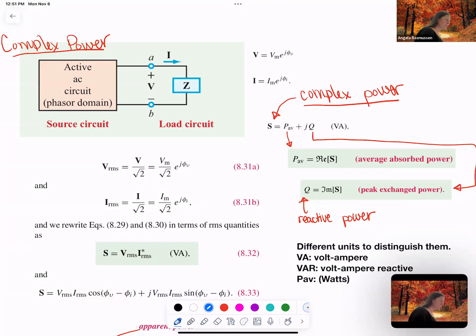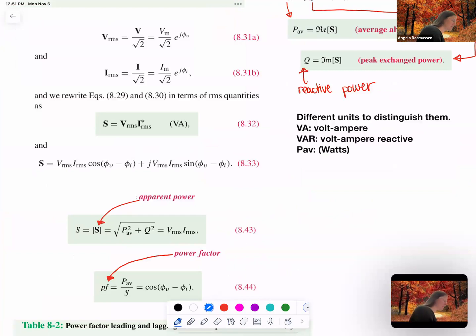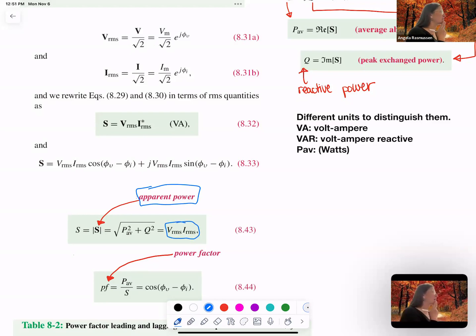So complex power, we have again some more terms. Apparent power is going to be the magnitude of the power, and it's going to be the multiplication of just your RMS values from the voltage and your RMS values from the current. So that's why we went over that exercise. They're going to be periodic equations, and we just want the average of each of those. You multiply them together, that gives you the magnitude of the complex power, which is another term called apparent power.